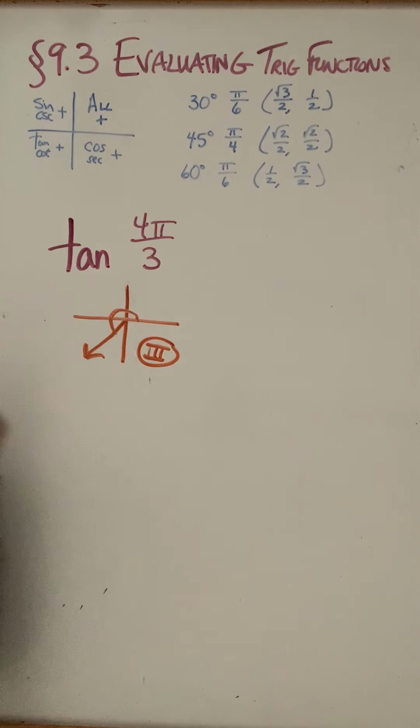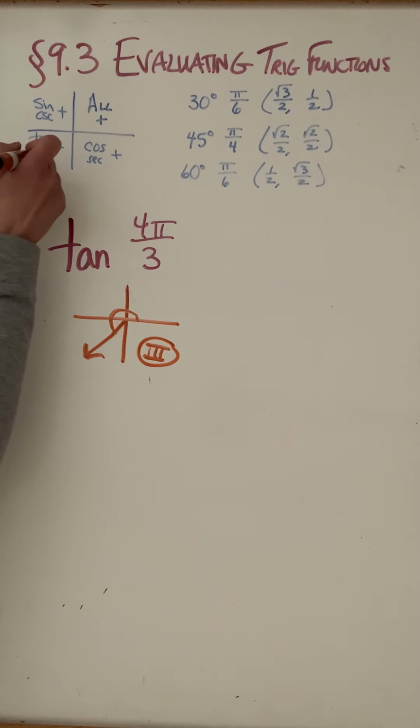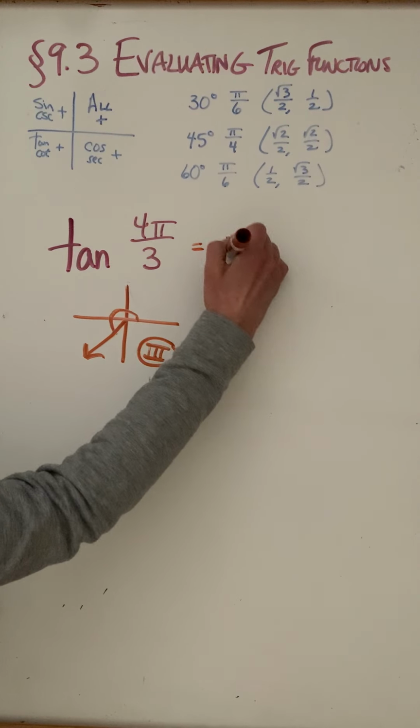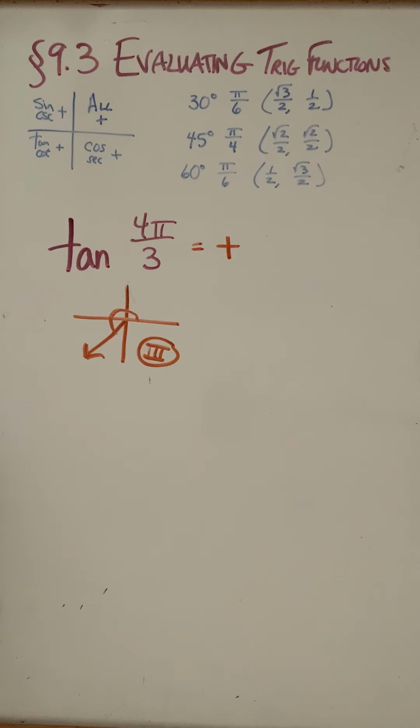All right, so if our angle terminates in the 3rd quadrant, what do we know about tangent in the 3rd quadrant? Tangent is positive. So we know our answer is going to be positive, right? Obviously, we don't need a plus sign there, but that's just so we know that we did that part, and all we have to figure out is what the value is, okay? All right, now, what's our reference angle?